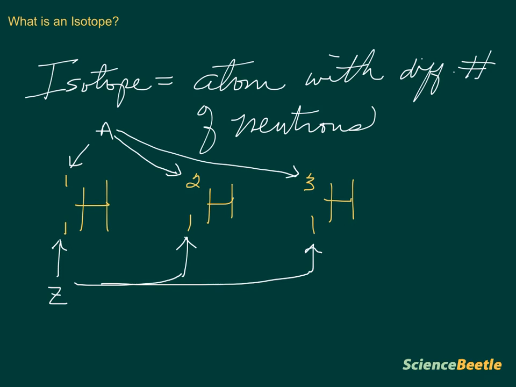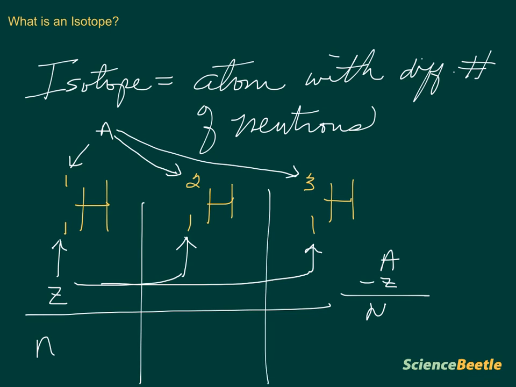Now, how do we find the number of neutrons? Well, you simply take the A number and subtract the Z number. So you take A minus Z, and that'll give you the N. In this particular case, let me separate this out and take an N number for the first case. The N number at the bottom, 1 minus 1, is equal to 0. In the second case, 2 minus 1 gives me a 1. And in the third case, 3 minus 1 will give me a 2.